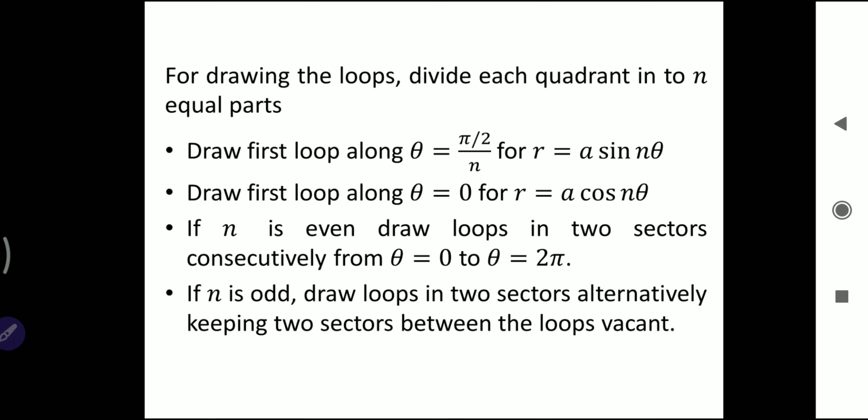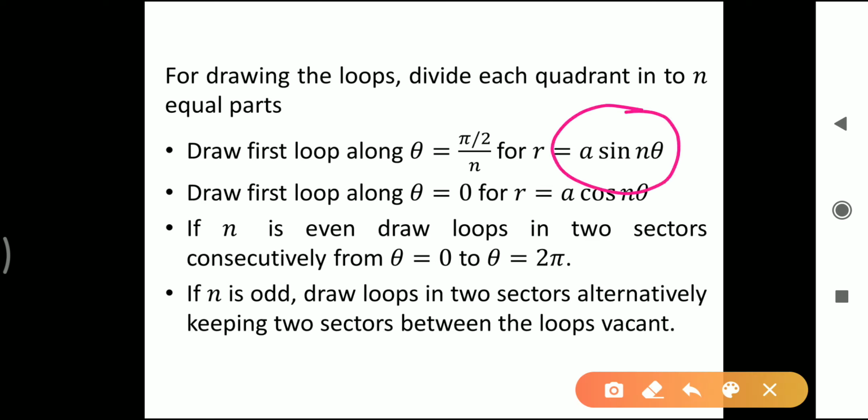Now for drawing the loops, divide each quadrant into n equal parts. So n will be given in the problem, either 2, 3. If it is 2, we are going to divide each quadrant into 2 equal parts. If it is 3, we are going to divide each quadrant into 3 equal parts. Now if we have the equation of the curve like a sine n theta, then if sine is involved, we are going to draw the first loop at theta equal to pi upon 2n, and if cos is there, we are going to plot our first loop at theta is equal to 0.